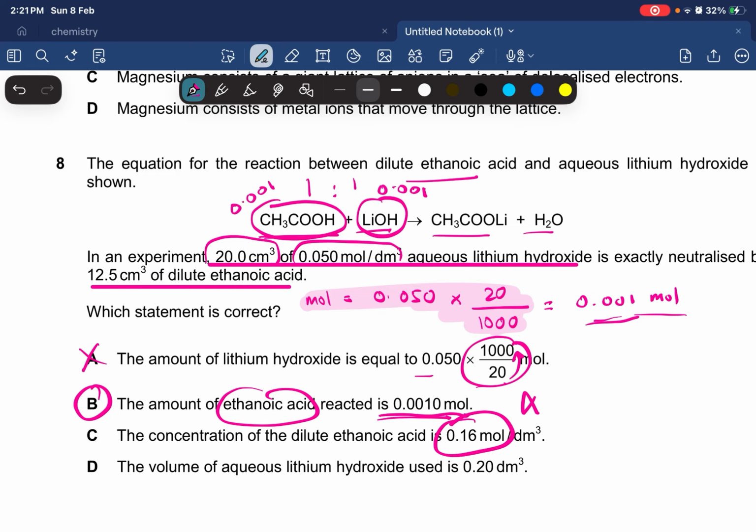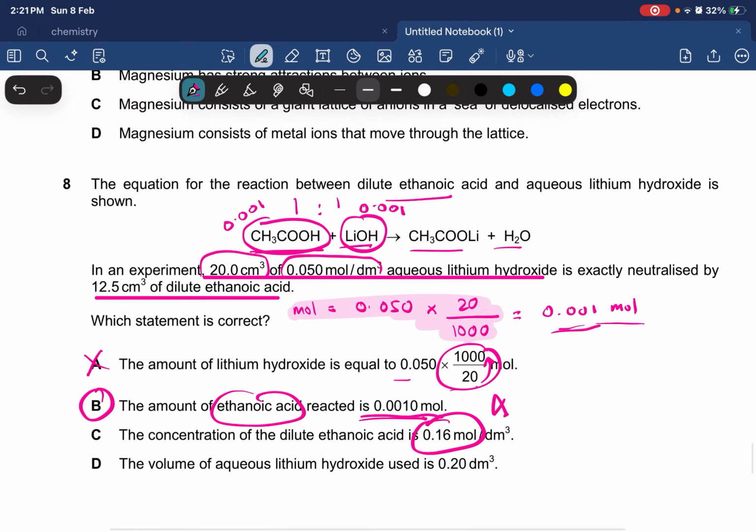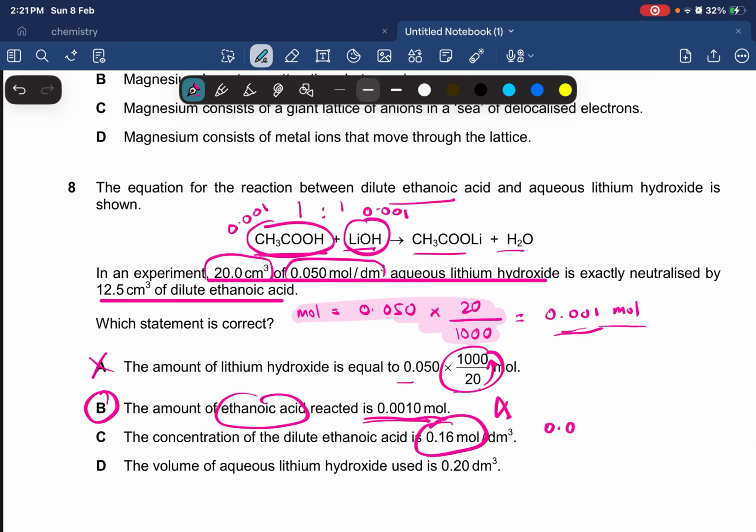Okay, the concentration of dilute ethanoic acid is this. No, it's not this. Why is it not this? Because when calculated, we have the moles, which are 0.001, and we have the volume. Divide the moles, 0.001, by the volume. We're not going to use 12.5 divided by 1000. Why? Because we need it in dm cubed: 0.0125. How much do we get when dividing 0.001 by 0.0125? I get 0.08 mole per dm cubed.